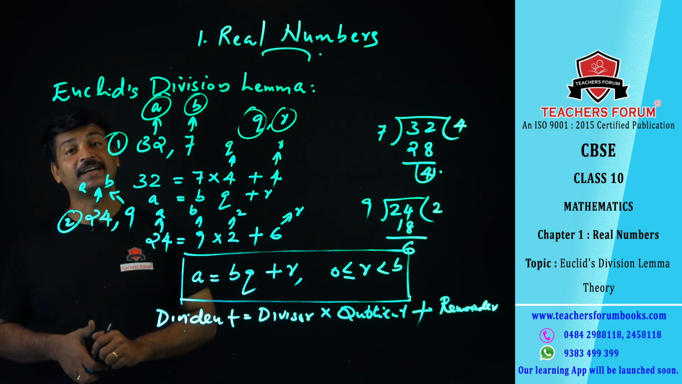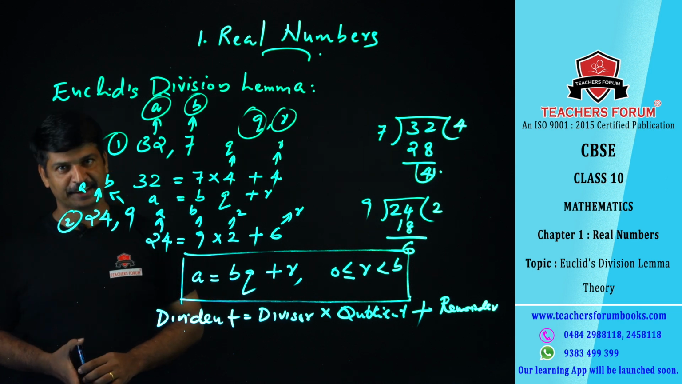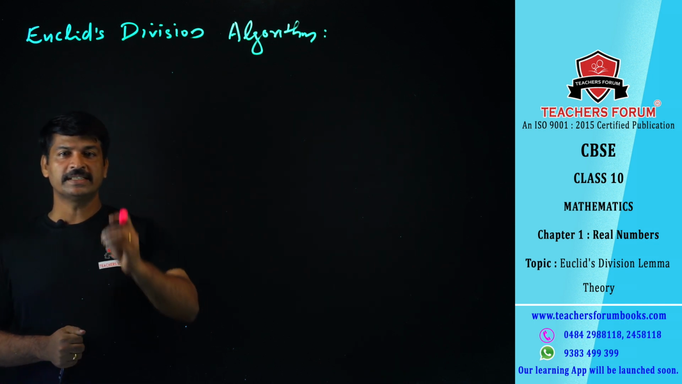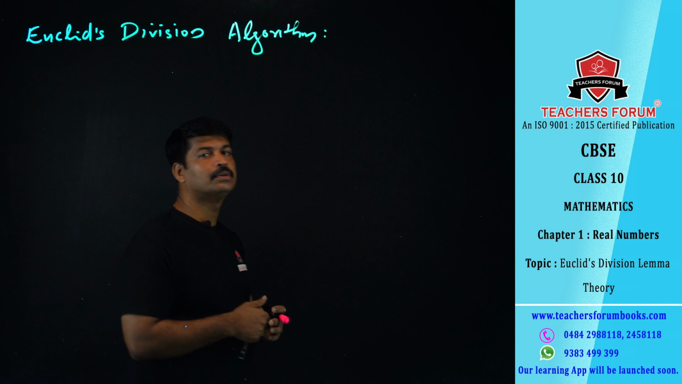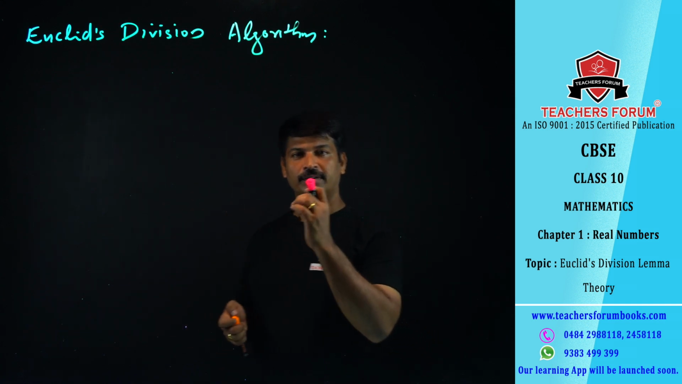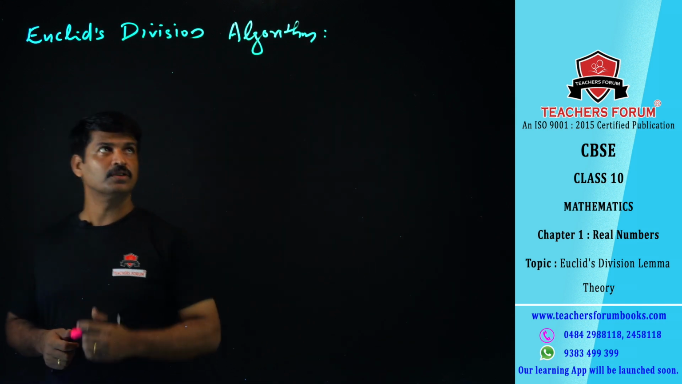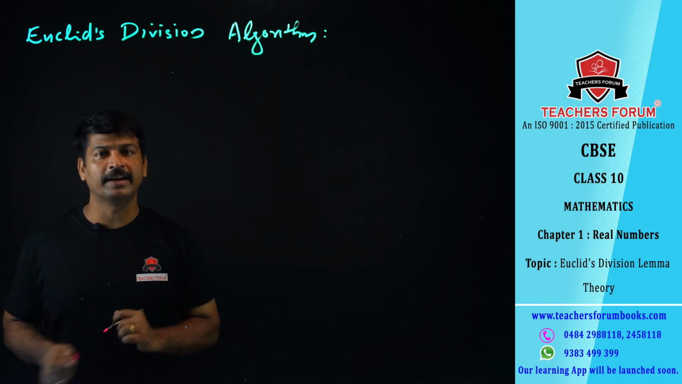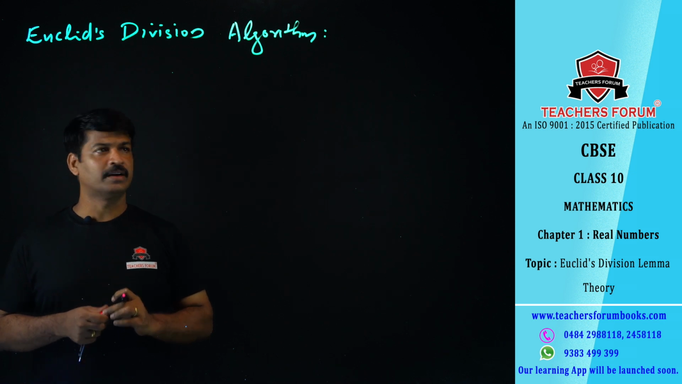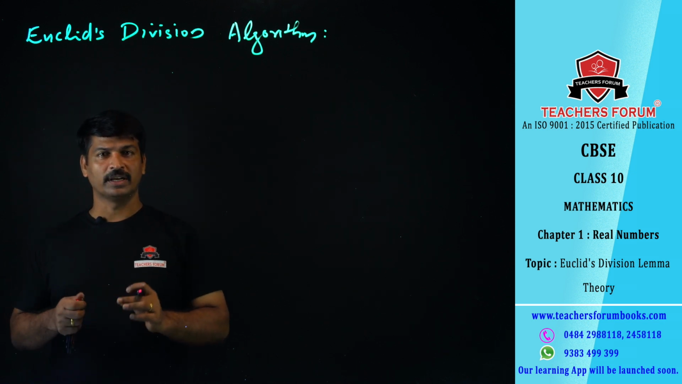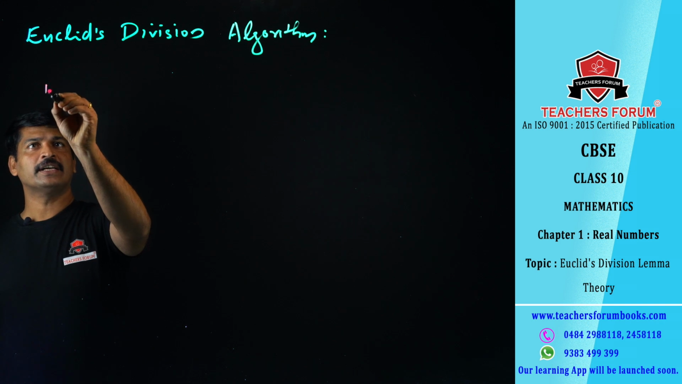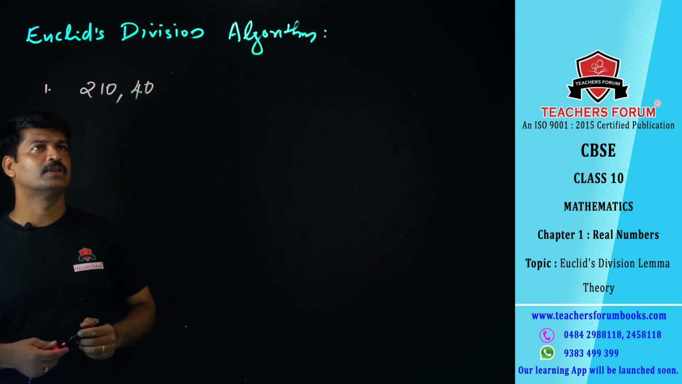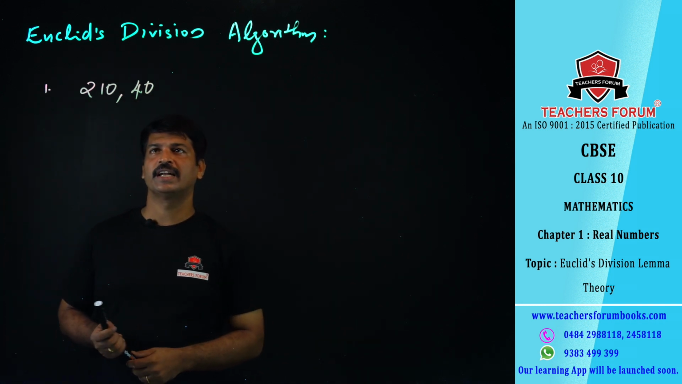Now let us see what Euclid's division algorithm is. Euclid's division algorithm is a technique to compute the HCF of any two given positive integers. So it is used to find the HCF, that's all. Now let us take some examples to find the HCF of two given numbers using Euclid's division algorithm. Let us take the first example: 210 and 40. These are two positive integers, 210 and 40.